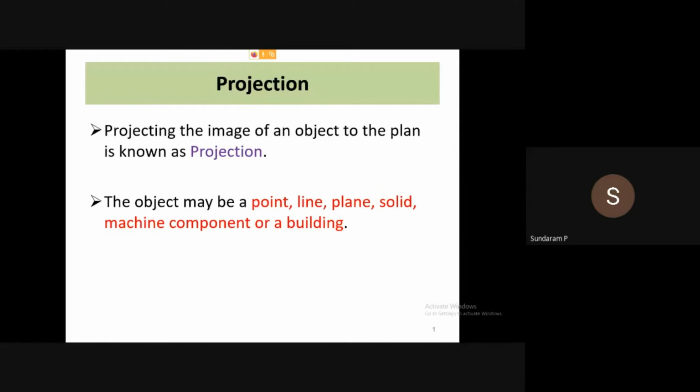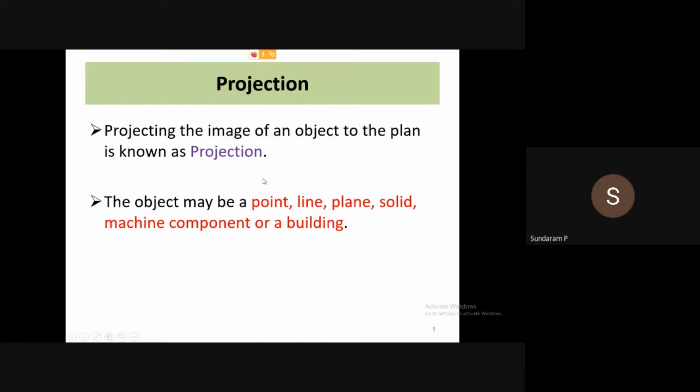We are taking the trace of the object, like taking the image of the object with the reference plane, with the reference sheet. That is known as projection. Here the reference plane is an imaginary plane to project the object. It's dimensionless, it doesn't have any thickness.